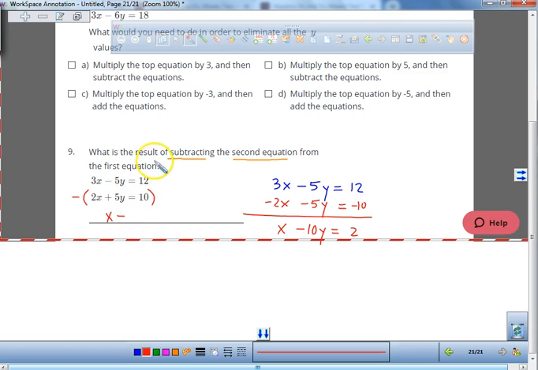Notice, I made everything the opposite, then I added them together. Okay? So 3x minus 2x is x. Negative 5 minus 5 is negative 10. 12 minus 10 is 2. My trick is I look at the bottom equation and just make all the signs the opposite, then I add them together. Okay?